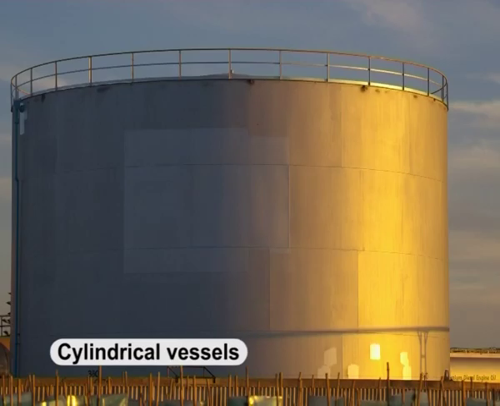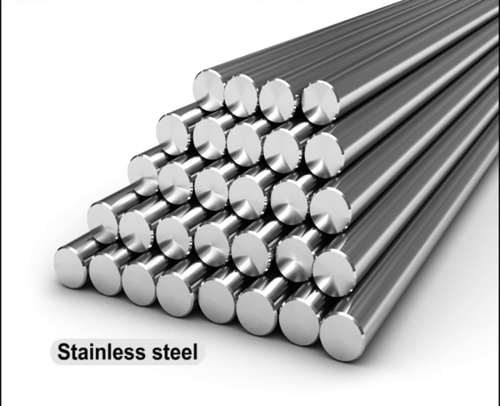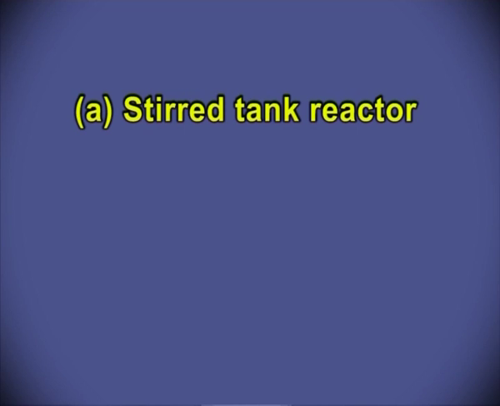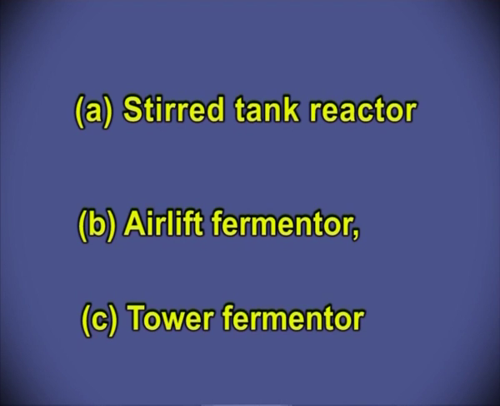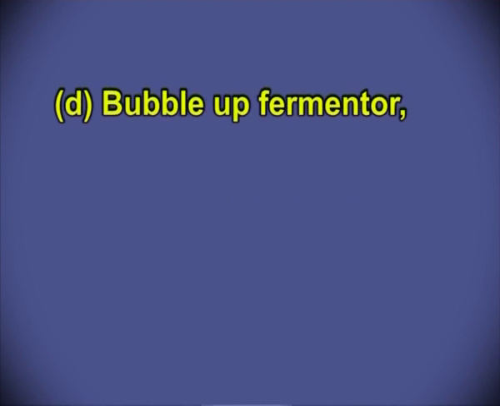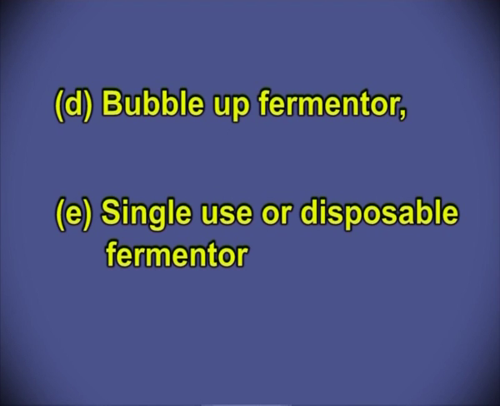Fermenters are commonly cylindrical vessels with hemispherical top and bottom, often made up of stainless steel and glass, and the volume ranges from 1 liter to several thousand liters. A general description of the following types of fermenter is given in the following sections: A. Stirred tank reactor, B. Airlift fermenter, C. Tower fermenter, D. Bubble up fermenter, and E. Single use or disposable fermenters.